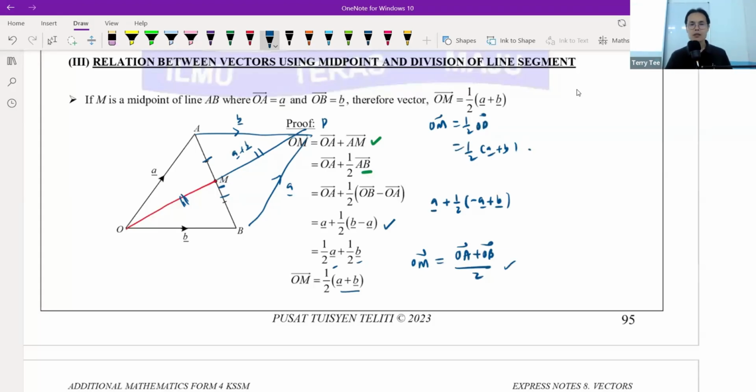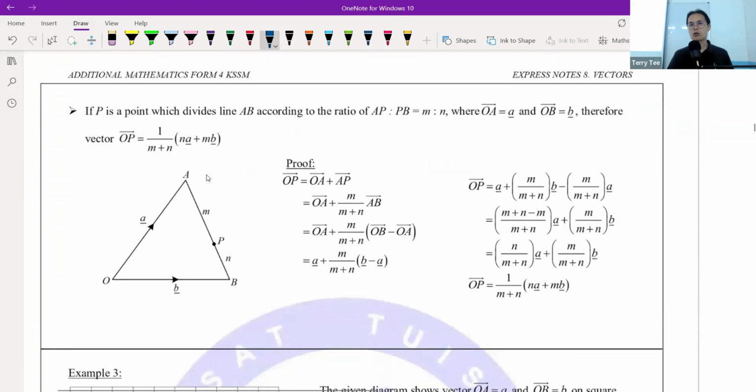Okay. Now, we also can use what we call a ratio, division of a line segment, like in coordinate geometry. The mx1 plus nx2 over m plus n. We can use this, but let me show you the long way first. If I want to go from O to A to B, that gives us OP. So let me give you a number example.